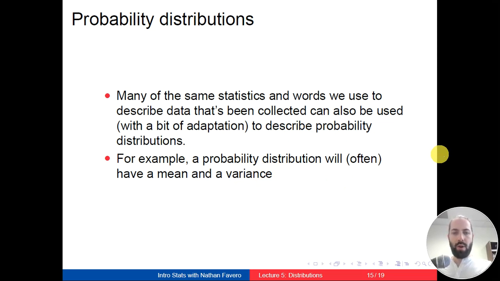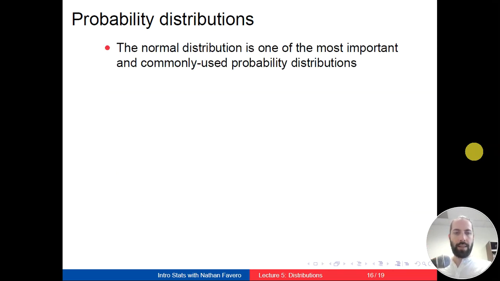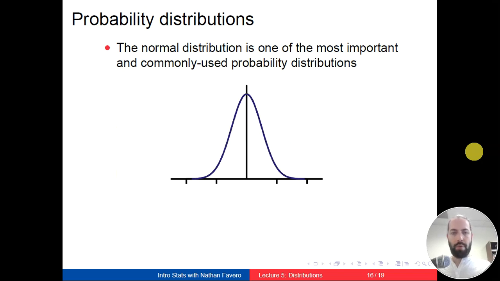So there's a lot of overlap between these two concepts, a probability distribution and a distribution of data, a lot of common language that we're going to use. But the key thing, again, that I want you to remember is that one is about projecting into the future, and the other is about data that we've already collected. All right, let's look at some more probability distributions.